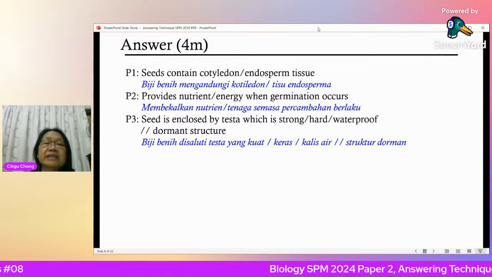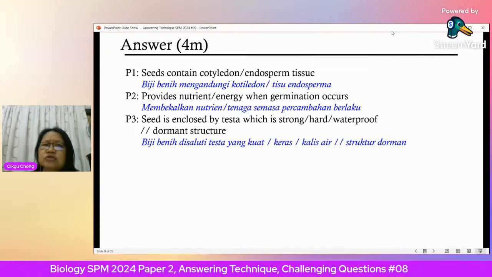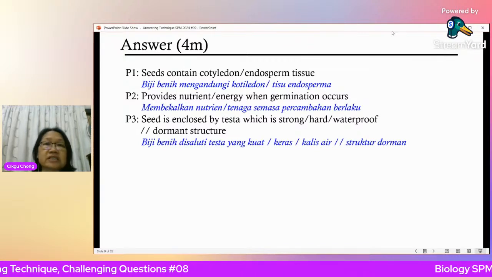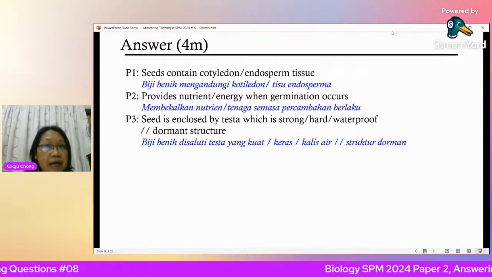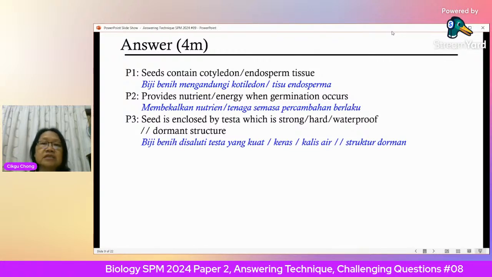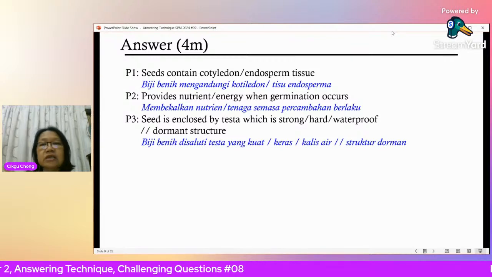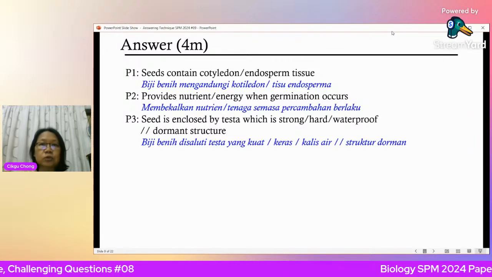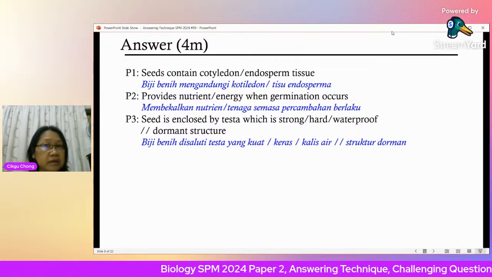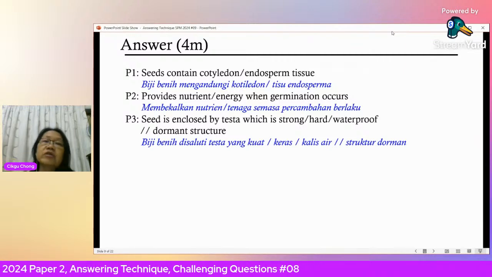Okay, so seed is enclosed by testa, which is strong, or you can say hard or waterproof. And seed is a dormant structure. Dormant structure, that means it contains all the material it needs to make a baby plant. Okay, but unless you give it the proper conditions, that means oxygen and water, and suitable temperature, it will remain as it is. The seed will not grow. As long as it does not get oxygen, the suitable temperature, or the moisture or water, the seed will always remain a seed.